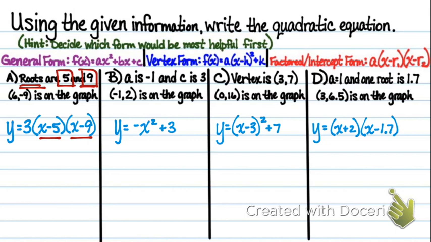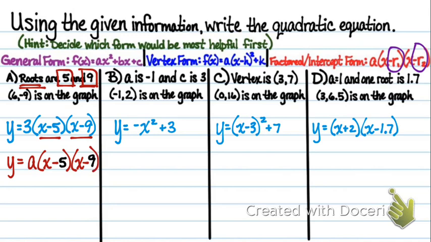And in factored form, you do minus your roots. So just using that information alone, I would know that I need y equals a times x minus 1 root times x minus my other root. Are you guys okay with that so far?